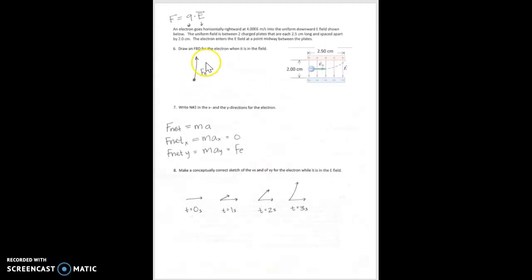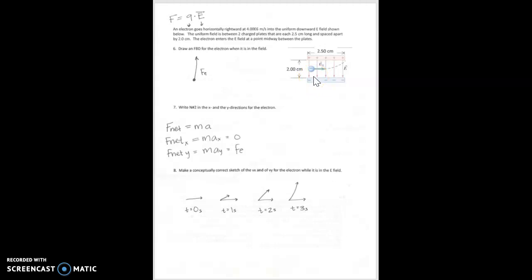All right, and so then let's see. Number 6, I'm drawing a free body diagram for the electron when it was in the field. The forces that exist in this field are just electric forces, as far as I'm aware. And as you can see, there's the positive plate and the negative plate, and then the negative electron in the middle.